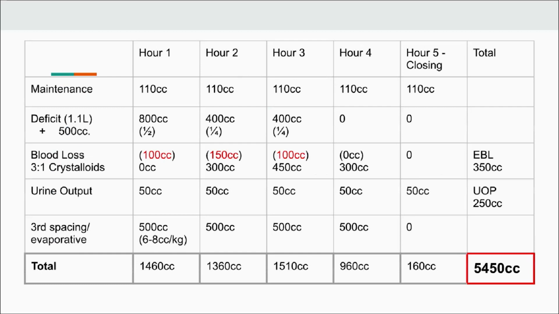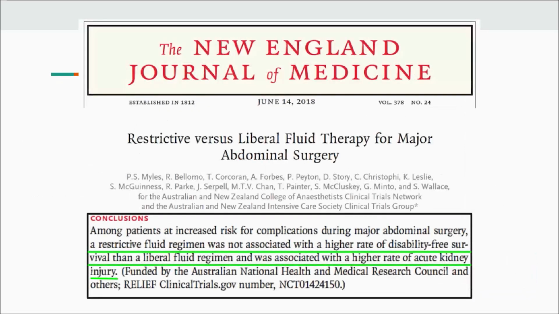And again, this may not happen in every case. We might not actually do this in practice, but this is the classic teaching. Now, in the past years, and this is from 2018, there's been some significant research in restrictive versus liberal fluid management for abdominal surgery.